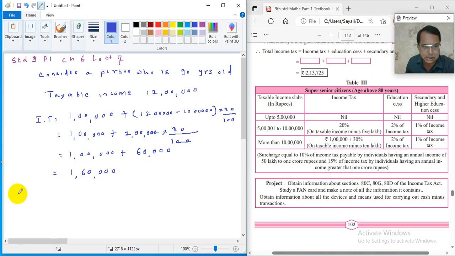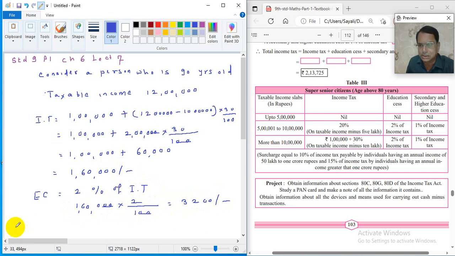Now education cess, suppose I take it as EC, it is 2% of income tax. What is income tax? 1,60,000. So 1,60,000 into 2%, so 2/100. So these two zeros you remove. Now this is 1600 into 2, so 3200 rupees will be education cess, and secondary and higher education cess will be 1%. So secondary and higher education cess, SHEC we will say. So it is 1% of income tax.